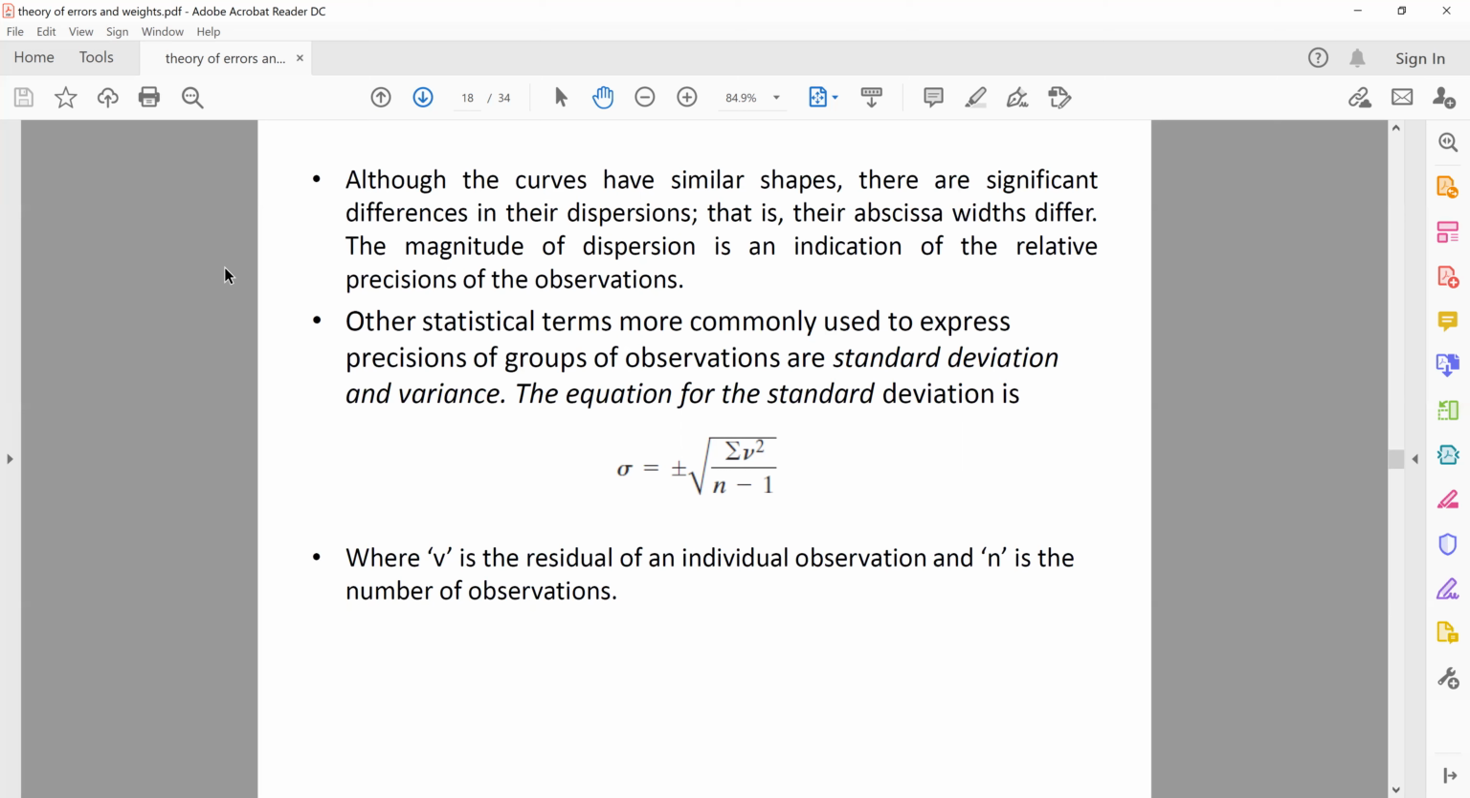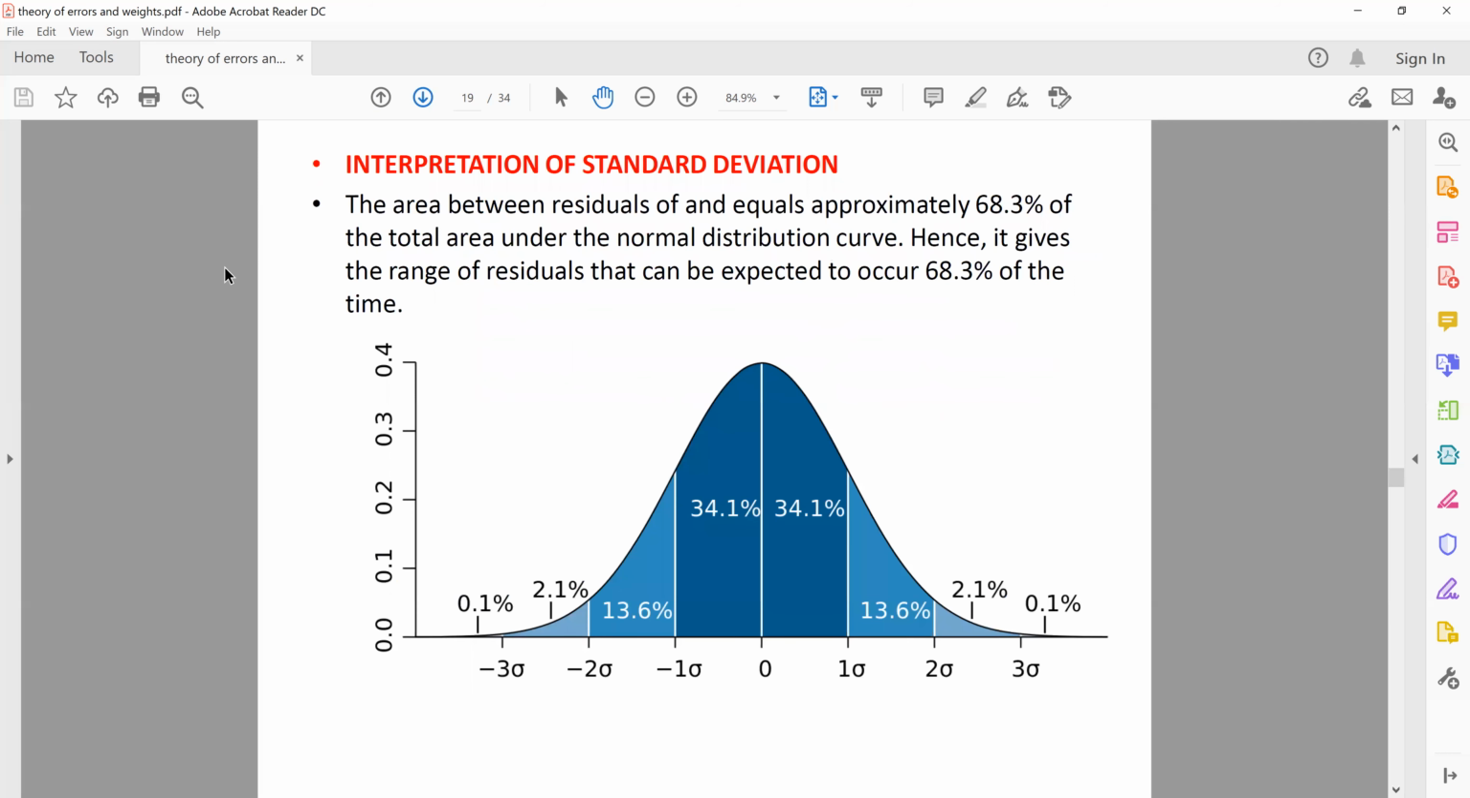Now, see how in the numerator they have taken residual squared and then taken the summation. That is because we've already discussed that the sum of residuals in a large set of observations is equal to zero. So if you don't take the square, then the sum would just be equal to zero. That is why they've taken the square as well. And this whole equation gives you standard deviation.